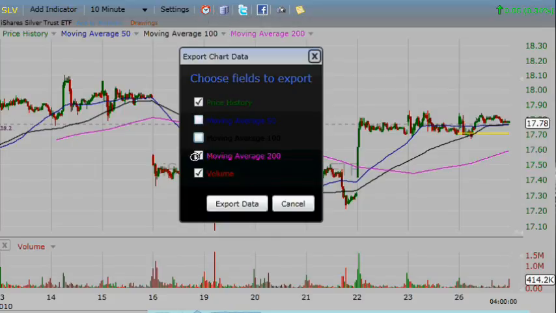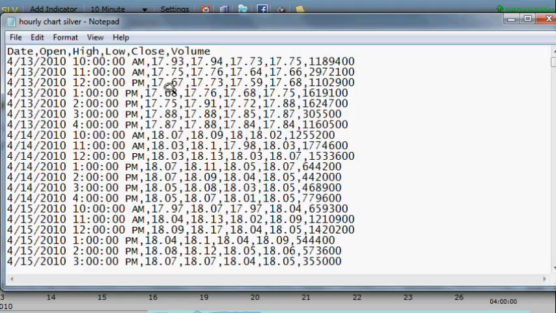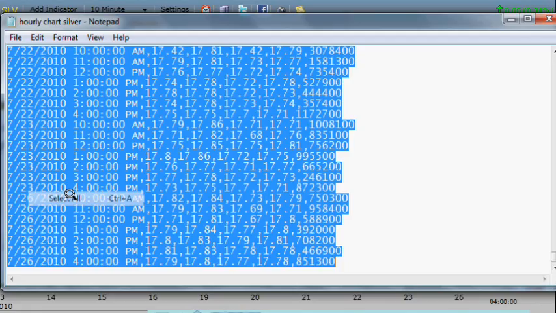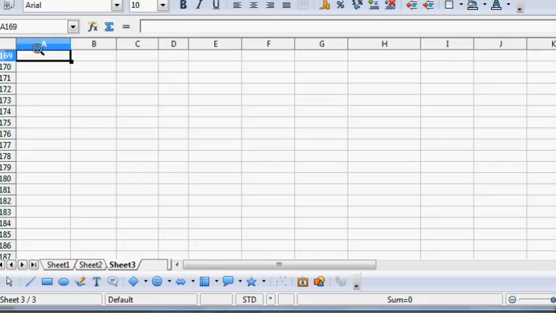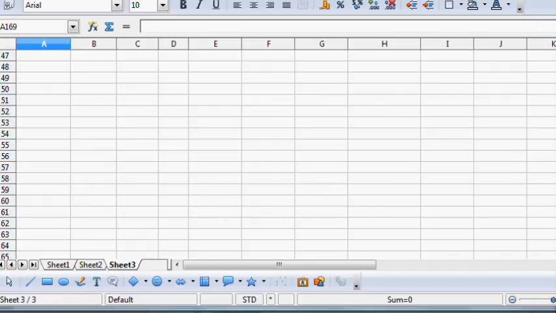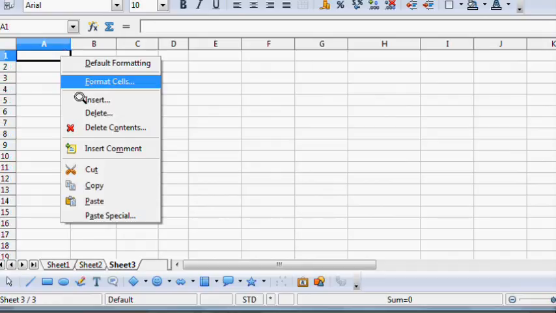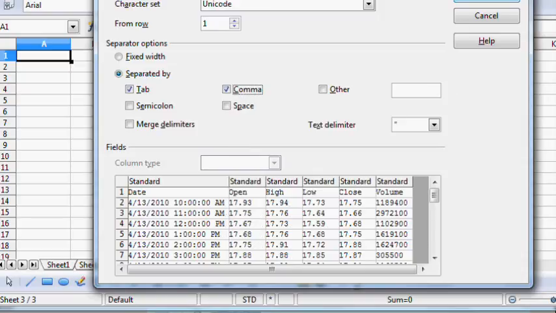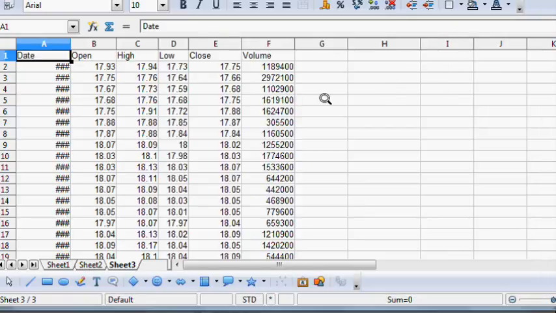You need the price history and the volume, and you can click on export data, which I have already done. You get a text document; select everything in there and copy it, then paste it onto your spreadsheet. I want this on cell 1. Paste it there, then click on the comma button so it goes into its selected columns.